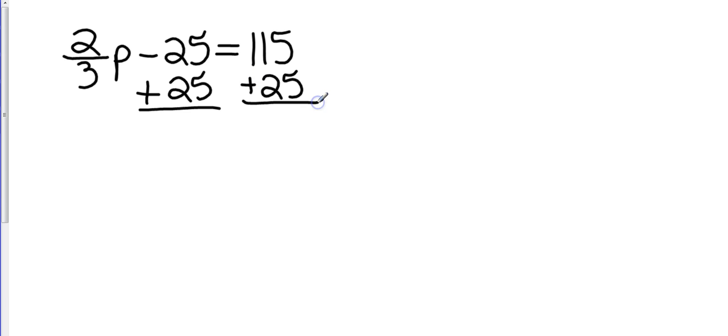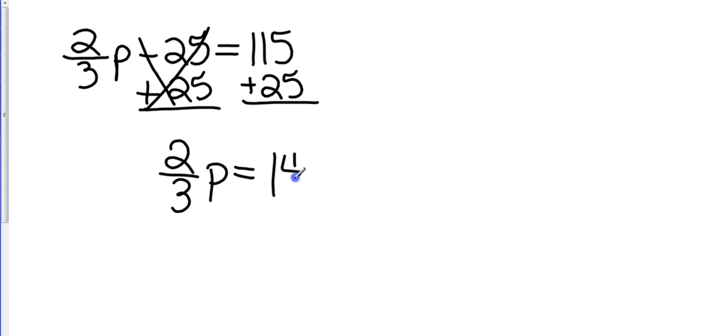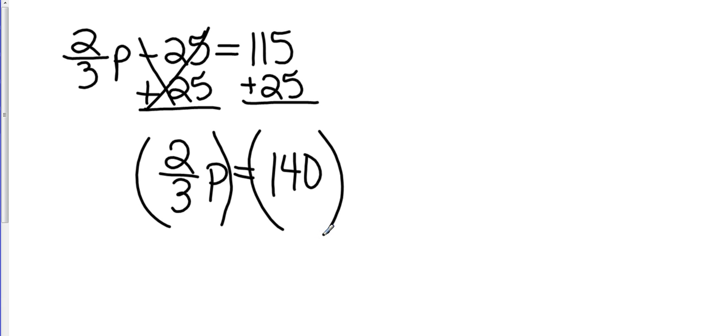Again, make sure you are showing every step. So those cancel. Negative 25 plus 25 is 0. So that gives me 2/3 p is equal to 140, because 115 plus 25 is going to give me 140. So now I have 2/3 p equals 140. When I have a fraction connected to my variable, this is the part where we are going to multiply by the reciprocal.